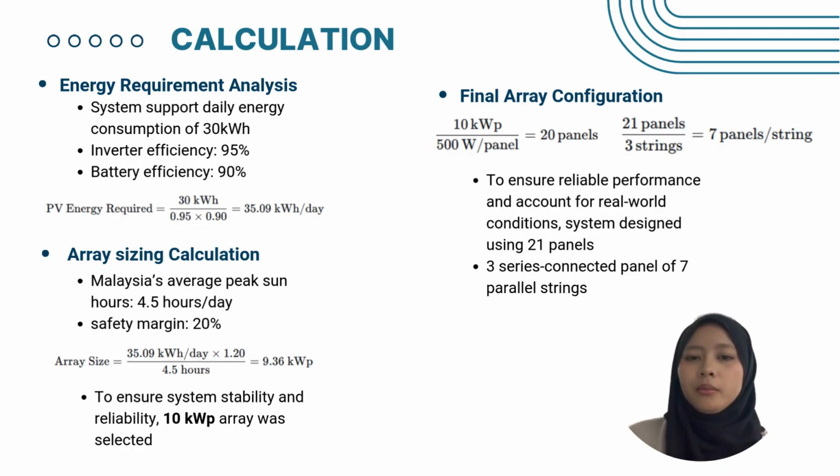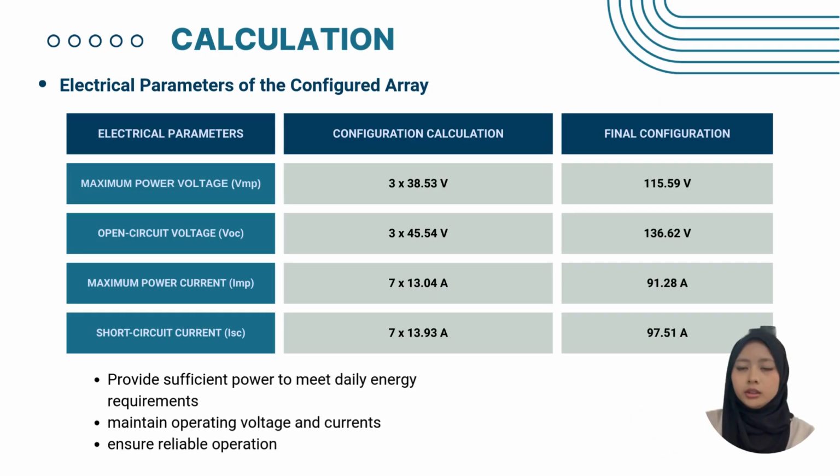To ensure reliable performance, we took 21 panels and arranged them in 3 series-connected panels of 7 parallel strings. The final part of the calculation is the electrical parameters of the configured array. From the configured values, we multiply by the series and parallel values of the array arrangement, and we get the maximum power voltage of 115.59 volts, open circuit voltage of 136.62 volts, maximum power current of 91.28 amperes, and short circuit current of 97.51 amperes. It provides sufficient power to meet the daily energy requirement and maintains operating voltage and current to ensure reliable operation of the home appliances.